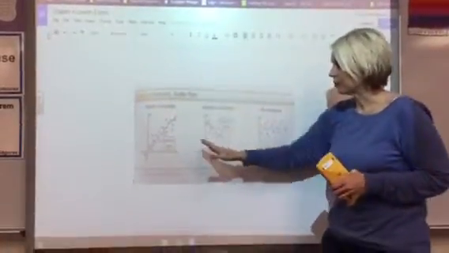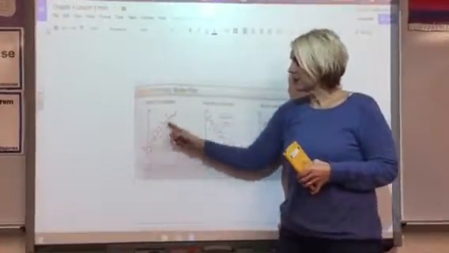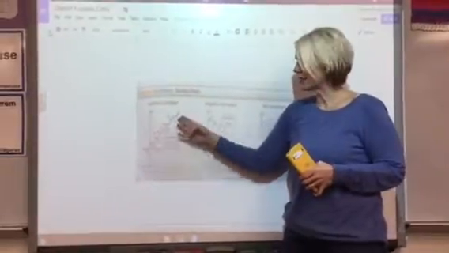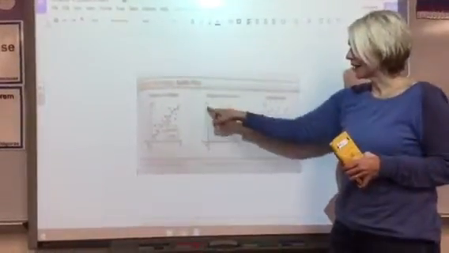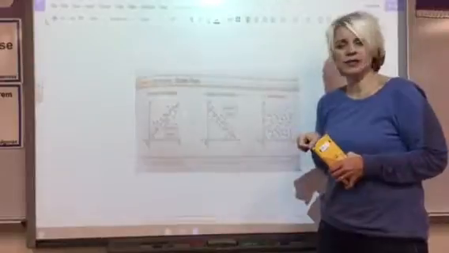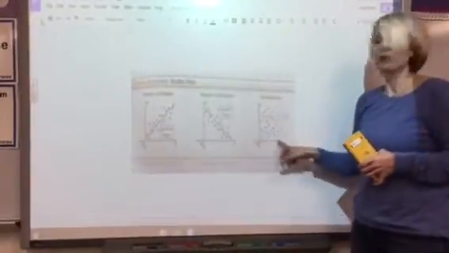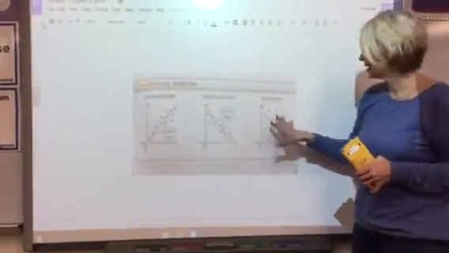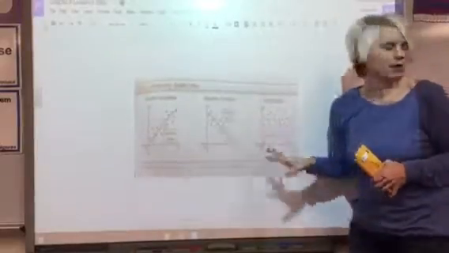So here are some examples. This is a scatter plot that has a positive correlation. As you can see, it's going uphill. This is a scatter plot that has a negative correlation. As you can see, it's going downhill. And this is a scatter plot where we would say it has no correlation. It doesn't look like it's going uphill or downhill.